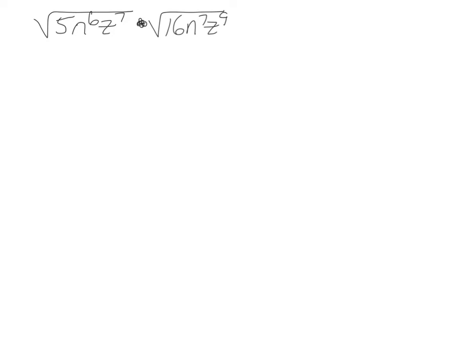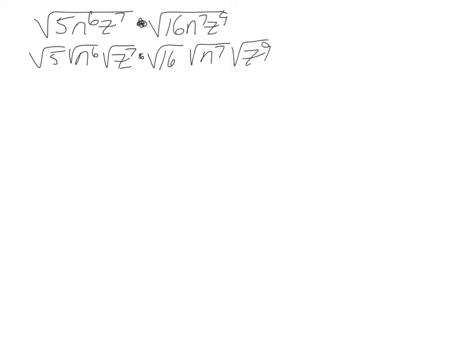Now on this one, what if we had 2 of them? We're multiplying those 2. Square root of 5 n to the 6th z to the 7th times square root of 16 n to the 7th z to the 9th. So you can separate all those. Square root of 5, square root of n to the 6th, square root of z to the 7th, times square root of 16. You can put the times there. You don't need to because everything is multiplied together. Square root of n to the 7th, square root of z to the 9th.